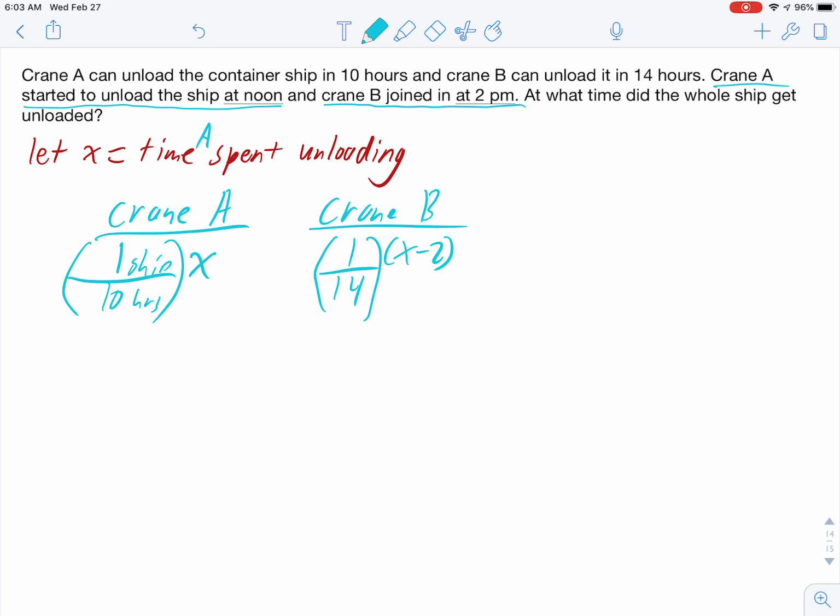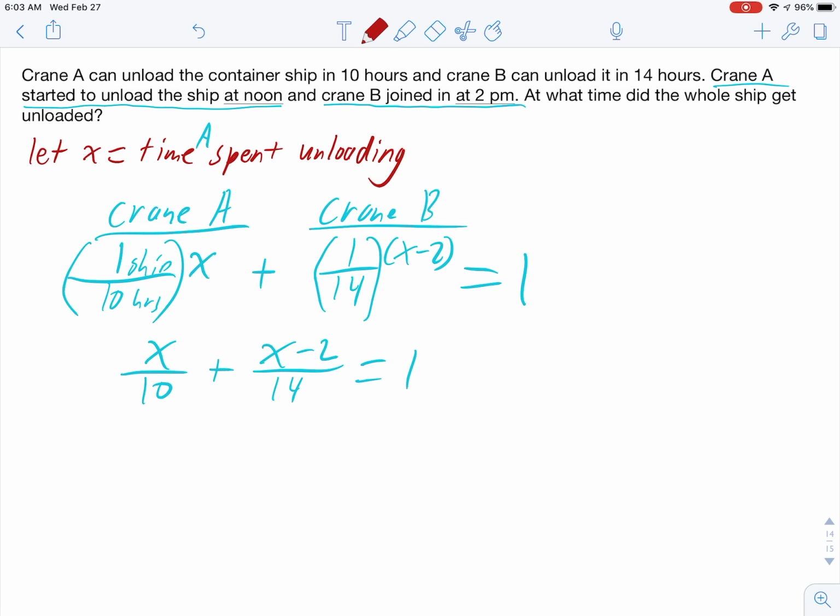Okay, so now if we add their work together, the total amount of work done should be 1, because we want to know how long it takes them to unload one ship. Okay, so let's clean that up a little bit. The first part is just X over 10. The second part is X minus 2 over 14, and we set that equal to 1. And then we go ahead and solve.